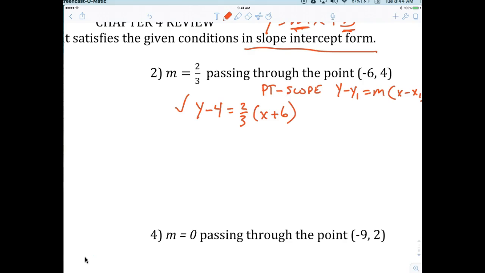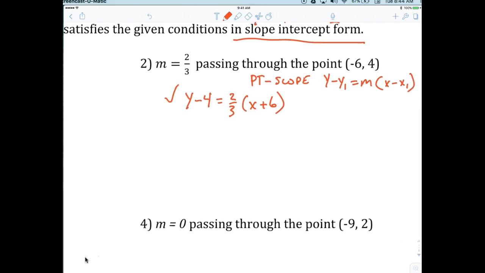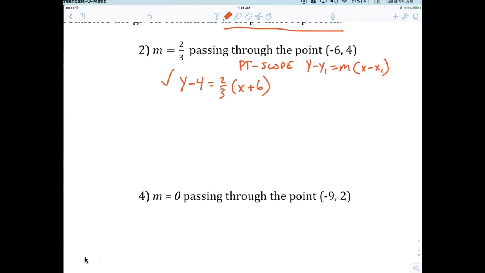Now, it's not in the right format because I have to solve it for y, right? So I have to distribute the 2/3. Everybody okay with that? So now let's practice our fractions. y minus 4 equals 2/3 x. So what's 2 times 6? 12. Divided by 3? 4. So it is 2/3 x plus 4.